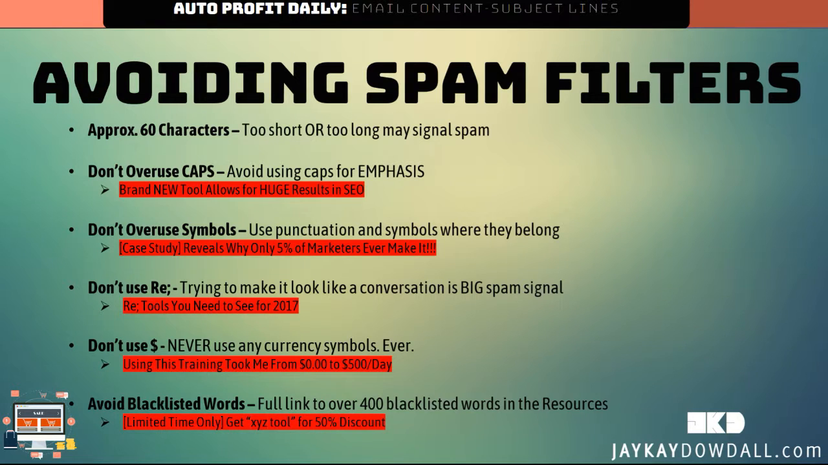So here's an example, limited time only, get XYZ tool for 50% discount. So again, this is pulled right out of my spam filter. Limited time only, that's a blacklist phrase. Saying limited time only in your subject line is a great way to hit the spam filter. Also the word discount, 50% discount in general is a blacklisted phrase. It's going to be very hard to get past a spam filter, especially when you're using both phrases. If you've got two blacklisted phrases or words in your subject line, it's going to be very difficult to get past a spam filter in most situations.